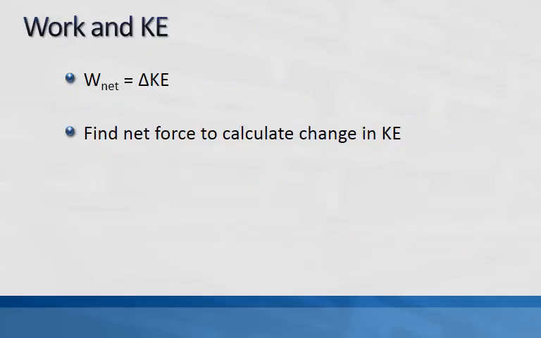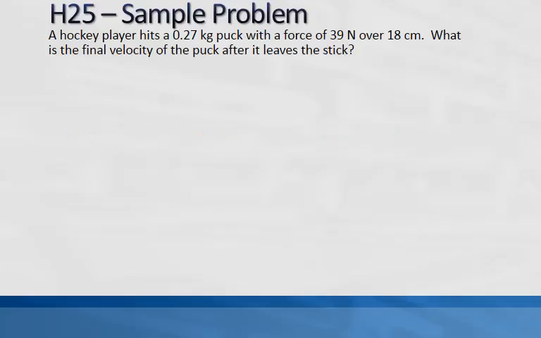Another thing we can do here is look at how net work will change the kinetic energy of the system. We have to find net force, and once we find net force, we can calculate the change in kinetic energy. So let's go ahead and try this one here. We have a 0.27 kilogram hockey puck that's being pushed to the right with a force of 39 newtons over 18 centimeters. We want to find the final velocity of the hockey puck as it leaves the stick. Go ahead and pause the clip and find the final velocity here, and when you're ready to check, you can hit play to continue.